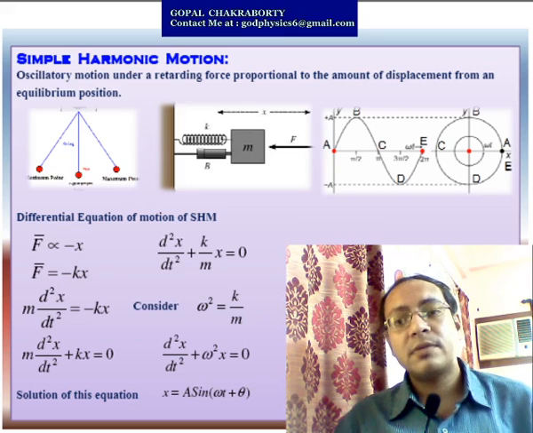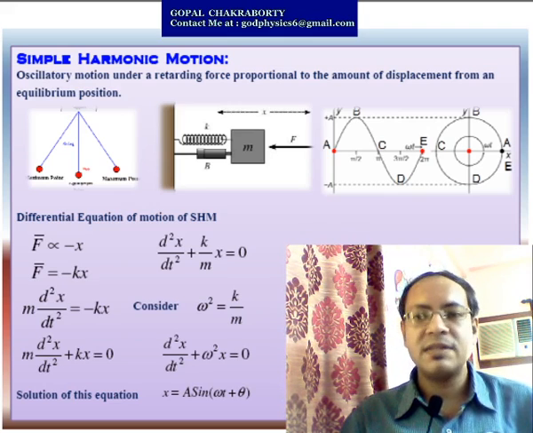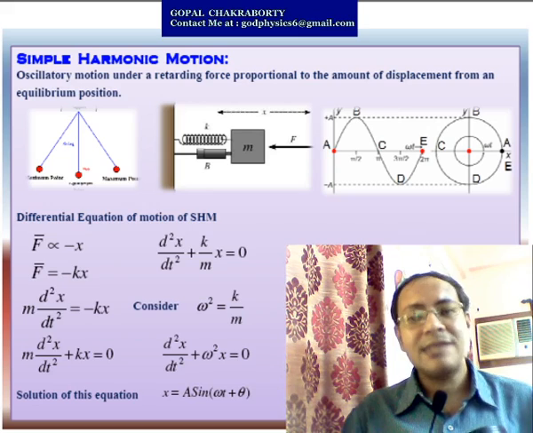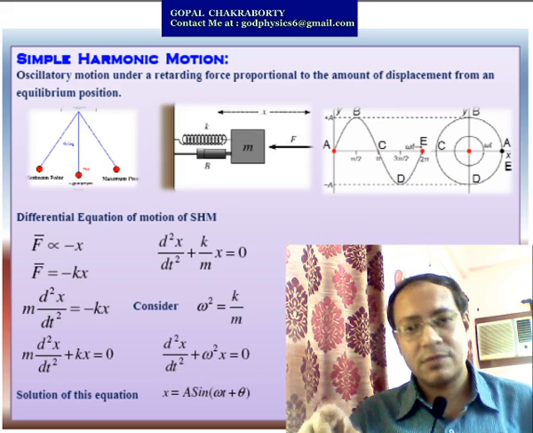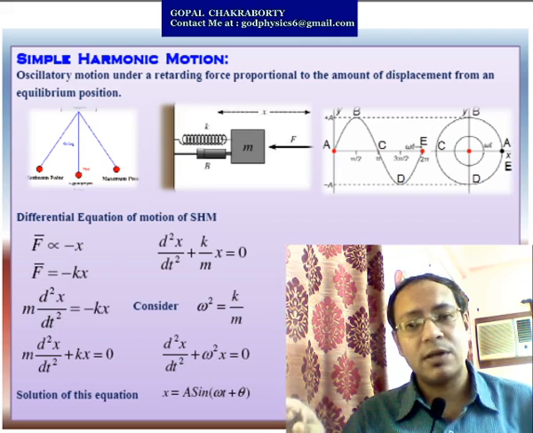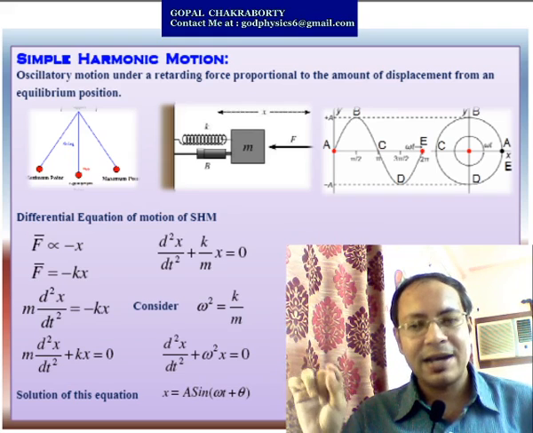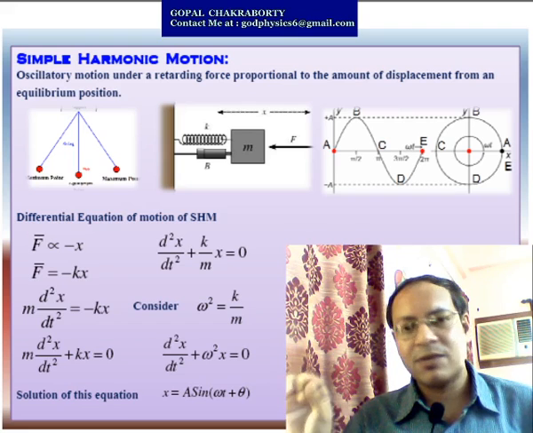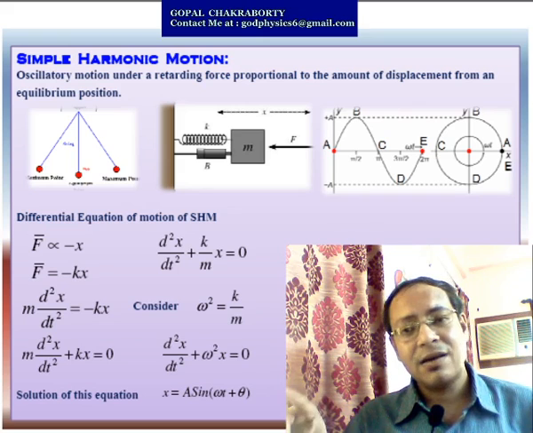Now we are going to construct the differential equation for simple harmonic motion, and then solve this equation to get the expression for displacement x. As I told you, a restoring force or retarding force comes into action, which is directly proportional to the displacement from the mean position of rest. So that force F can be written as F proportional to minus x. The minus sign is because the restoring force is proportional to the displacement, but acts in the opposite direction.